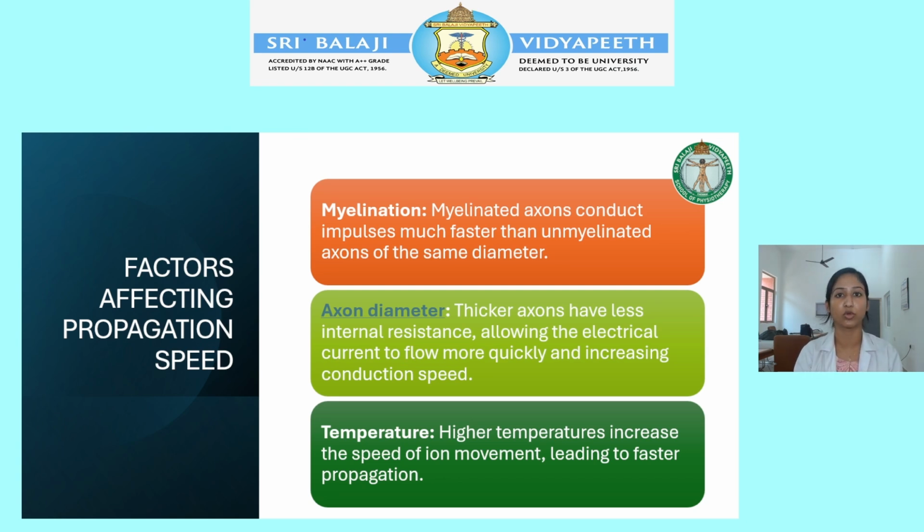And then we discussed the factors affecting propagation speed. Myelinated axons conduct much faster than unmyelinated ones, and it also depends on axon diameter. A thick axon diameter speeds up the electrical current. And the last one is temperature. If there is a higher temperature, the speed of the ion movement will be very fast. So this is today's discussion.